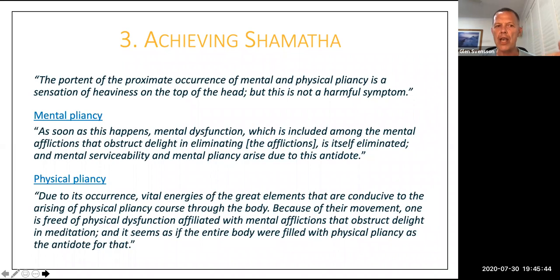And then he goes on to say, due to its occurrence, vital energies of the great elements that are conducive to arising of physical pliancy course throughout the body. So we have this movement of subtle energies in the body. And he says, because of their movement, one is freed of physical dysfunction affiliated with mental afflictions that obstruct delight in meditation. And it seems as if the entire body were filled with physical pliancy as the antidote for that. So again, physical pliancy, it's said that our body feels light like cotton. We have no heaviness or discomfort in the body anymore.